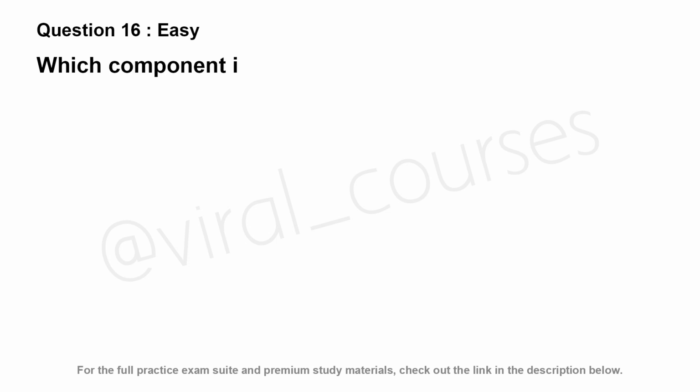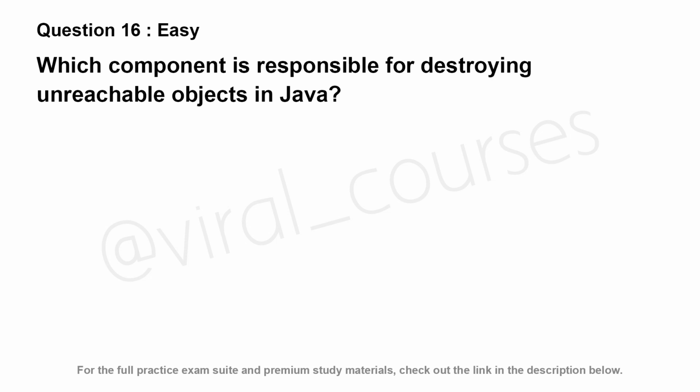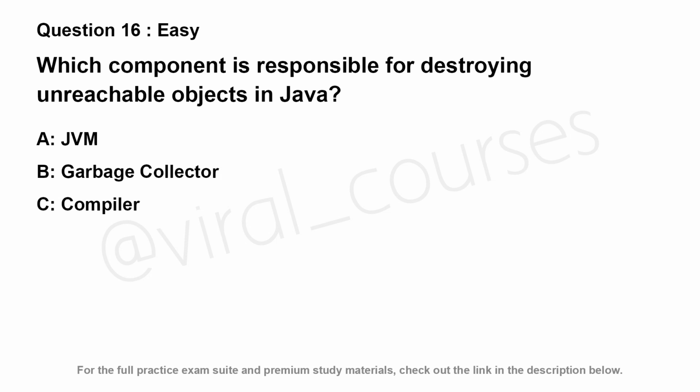Which component is responsible for destroying unreachable objects in Java? Option A. JVM. Option B. Garbage collector. Option C. Compiler. Option D. Finalizer.